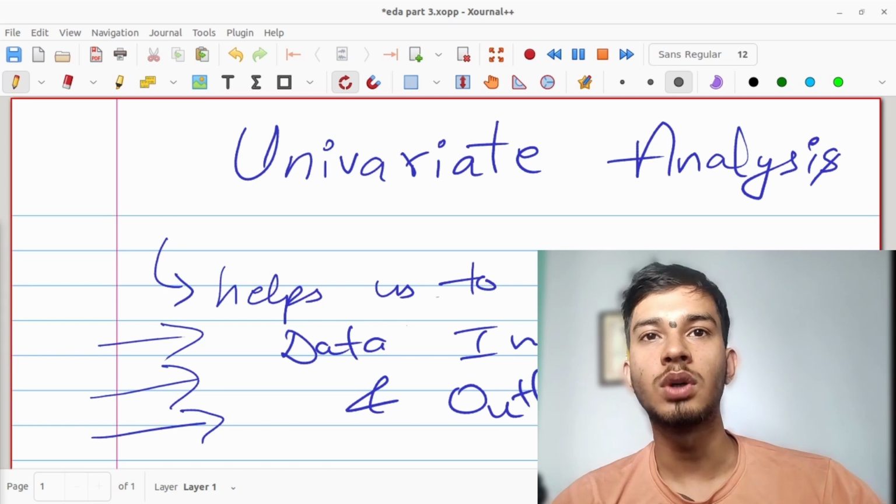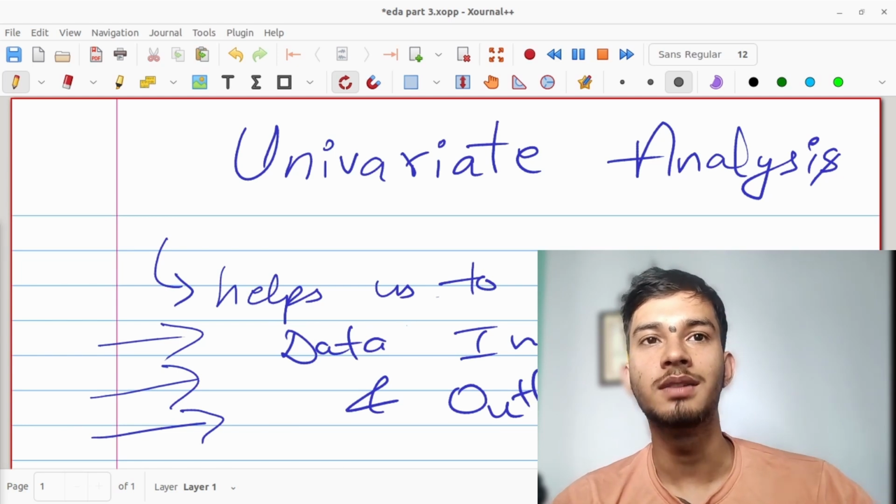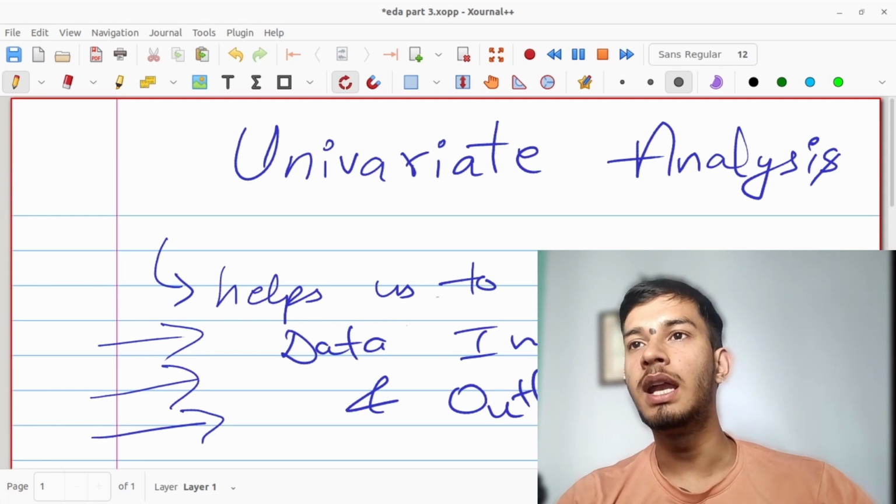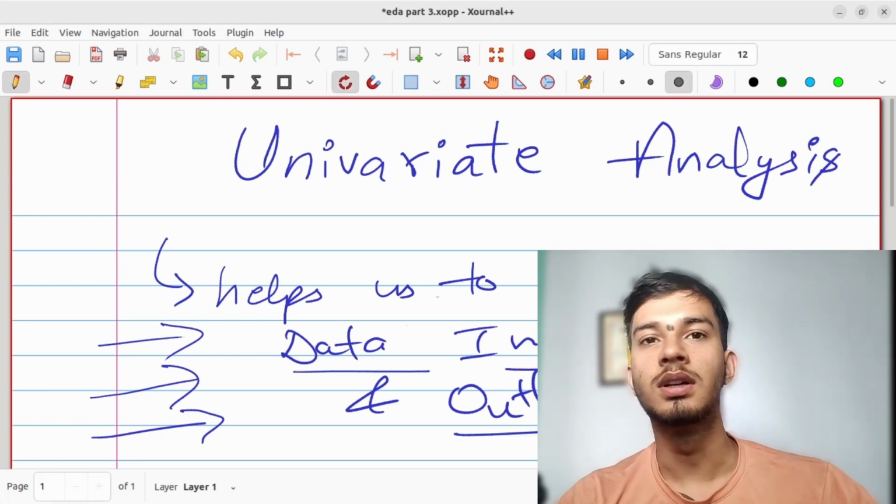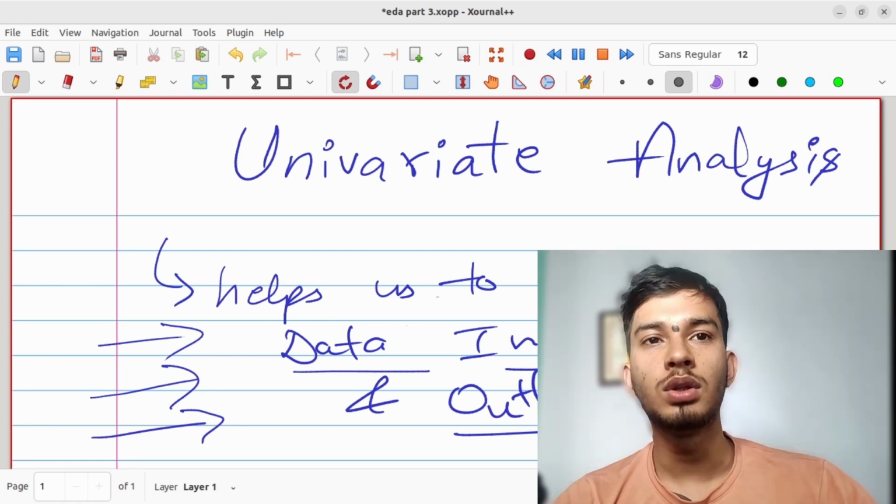Univariate analysis focuses on understanding the characteristics and behavior of individual variables in your dataset. Why does it matter? Because it helps us to find data inconsistencies and outliers, right? It also helps us to determine the range and distribution of values, and we will also get an understanding of relationships between other variables.